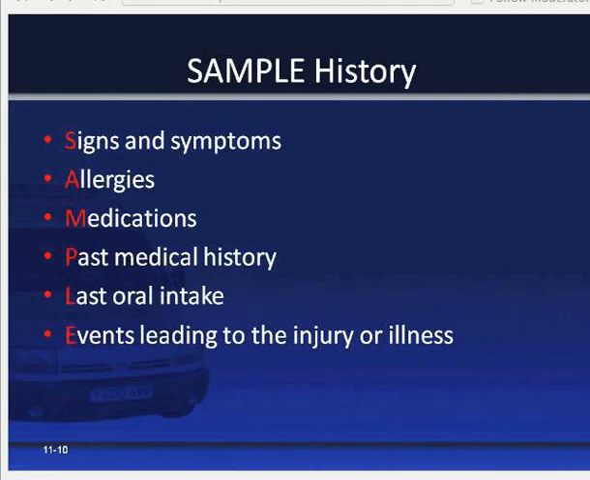A stands for allergies. M stands for medications. P stands for pertinent past medical history. L stands for last oral intake, and E stands for the events leading to the injury or illness. Medications will help determine what the patient's medical history includes. Pertinent past medical history is important because it's not really pertinent for a current chest pain issue if somebody had their appendix removed 20 years ago. Last oral intake may help assess the signs and symptoms, what's going on.